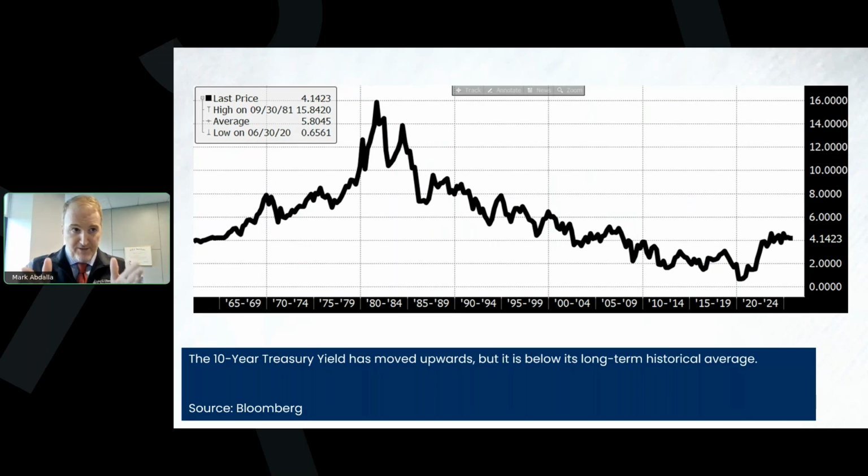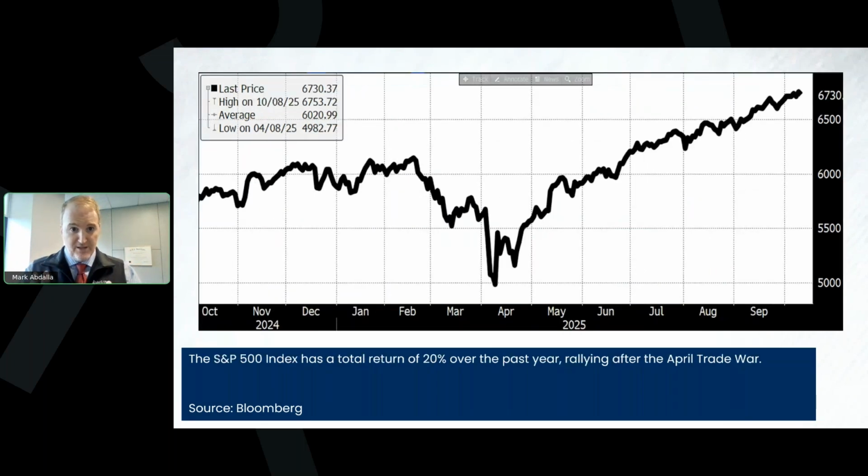So moving on to the next slide, we see the stock market returns. This is the S&P 500 index. So you saw it went down in April. That was due to the trade war that we had announced in April. A lot of uncertainty for the economy, a lot of uncertainty for the stock market. Stocks took a hit there in April.